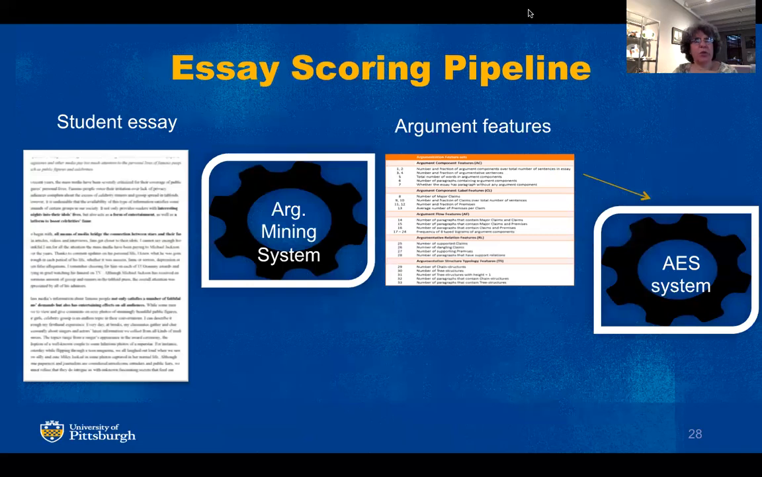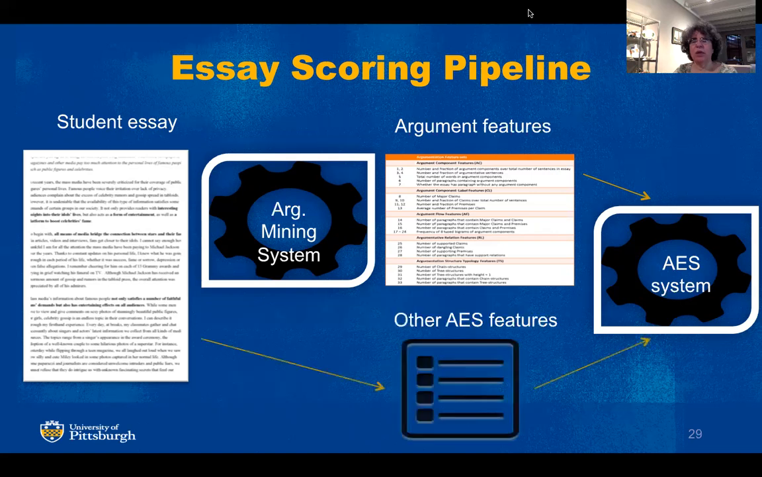So again, we start with the student essay, we run it through our end-to-end argument mining system, and we get the argumentative global discourse structure. From that, we're going to extract a set of argumentative features, which we can input to the AES system, and we can do this either alone or in conjunction with other AES features that don't involve discourse, but that have been proposed in the prior literature.